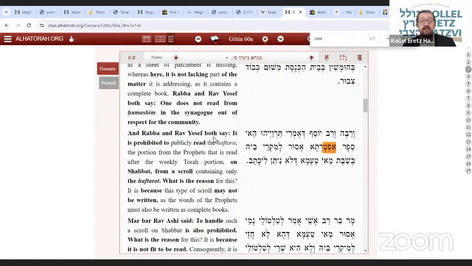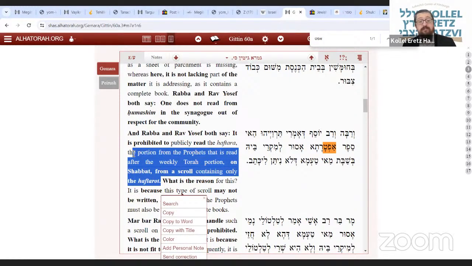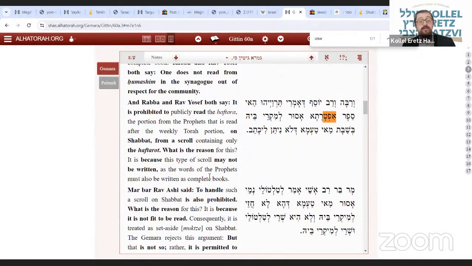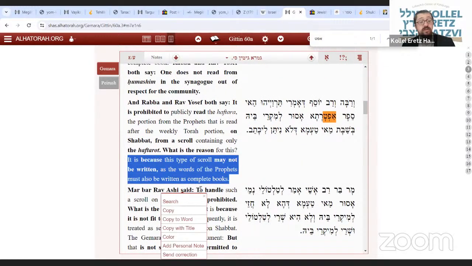Rav Yosef will say, Hai Sefer Haftarta, Asur L'Mikrubei. A Sefer Haftarta, a book of haftorahs, you're not allowed to use in shul on Shabbos. What's the reason? Because you're not supposed to write such a sefer, such a scroll, to begin with. You're not supposed to write a scroll of just a chapter. You have to write an entire Navi.